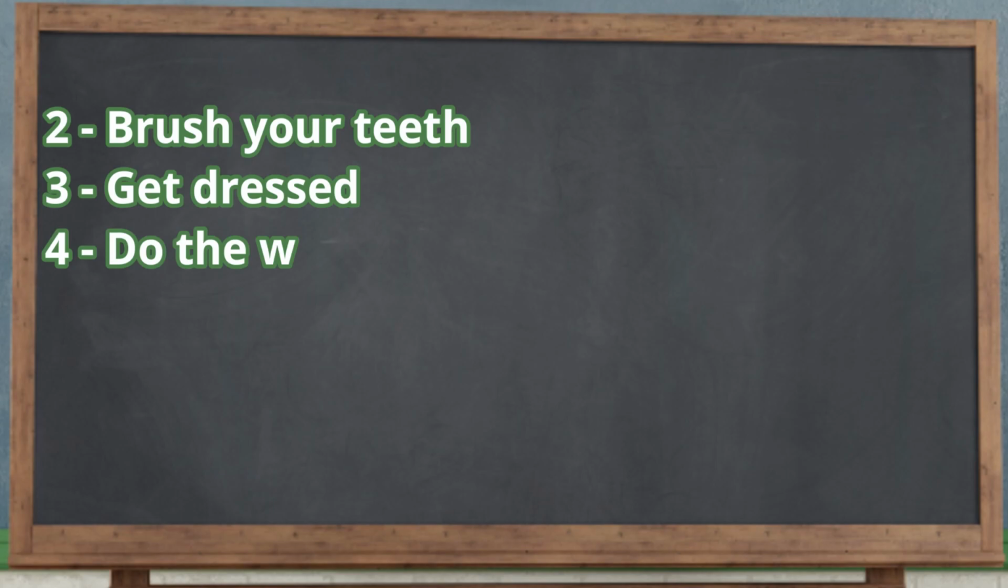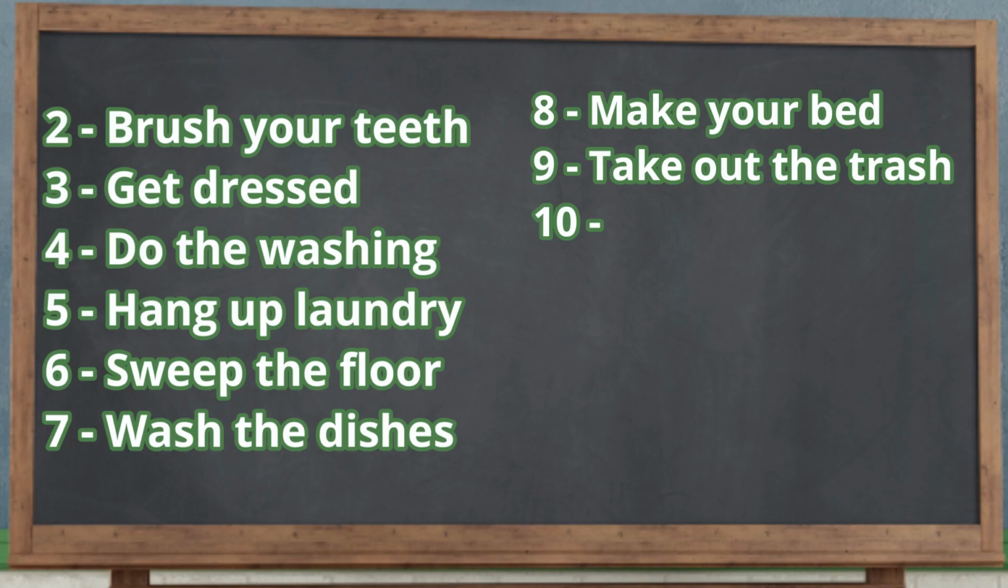You can write things like brush your teeth, get dressed, do the washing, hang up laundry, sweep the floor, wash the dishes, make the bed, take out trash, take a shower, cook dinner, eat dinner, walk the dog. To end, designate each corner of the classroom a different suit. That corner is hearts, and that's the kitchen. That's diamonds, and that's outside. Spade is the bedroom, and club, the bathroom.